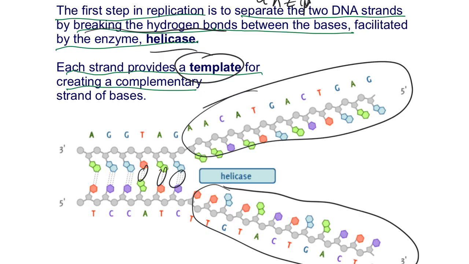That's how DNA is going to get copied. First it's unzipped, then each rail with its nucleotides attached will serve as a template. What's a template? A template is something that you use to copy something. So we'll show that in the next slide.